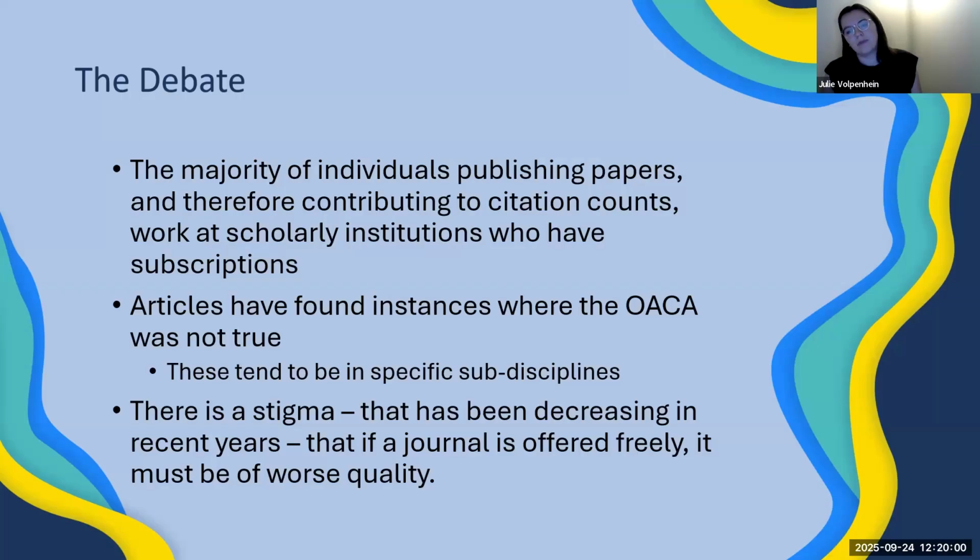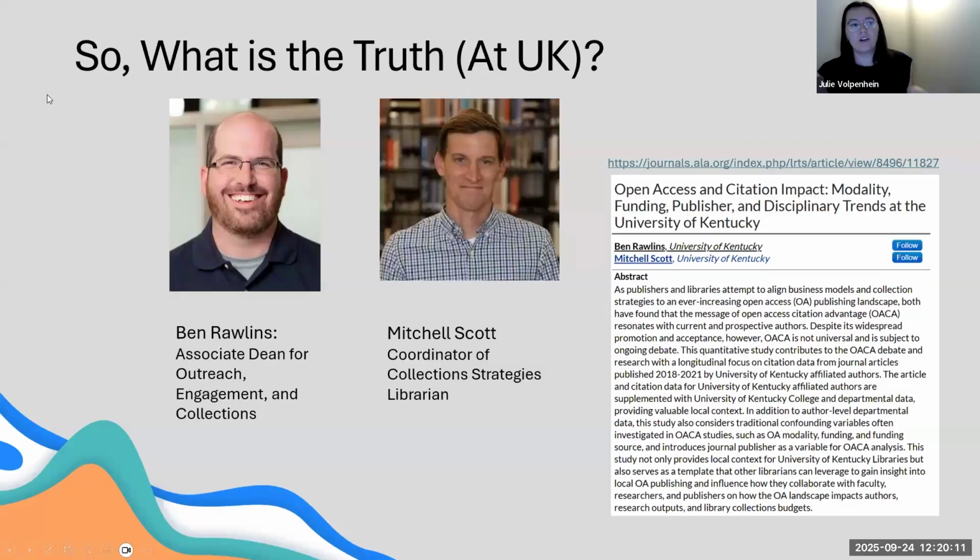So that stigma has been decreasing in recent years, mostly due to COVID and seeing how many great articles came out through the open access method. But now that you've heard both sides a little bit, I want to pass it on to my co-presenters to discuss what they found in their research looking at University of Kentucky, what's happening with our open access articles and how many citations they're receiving.